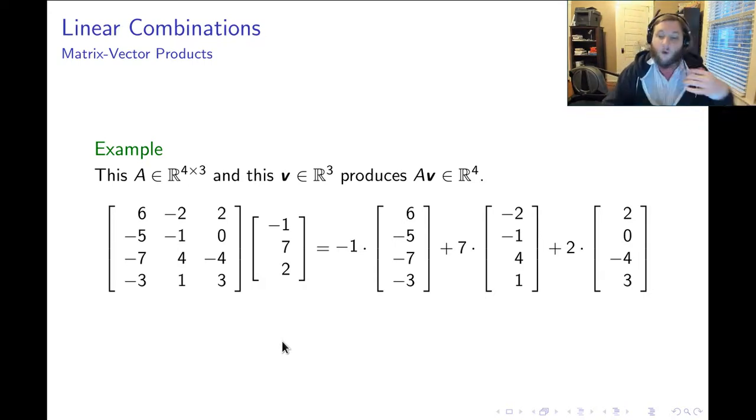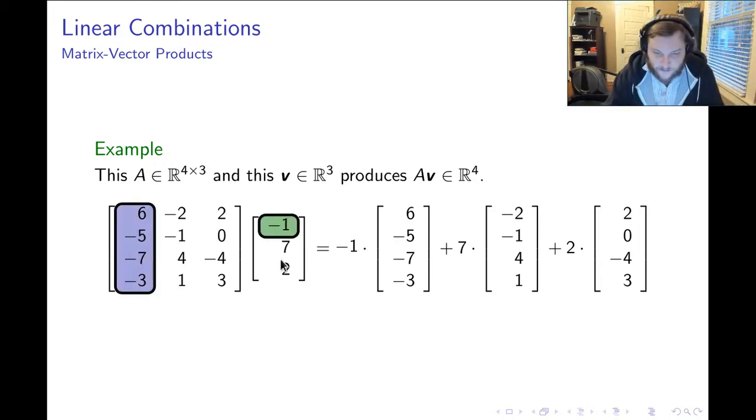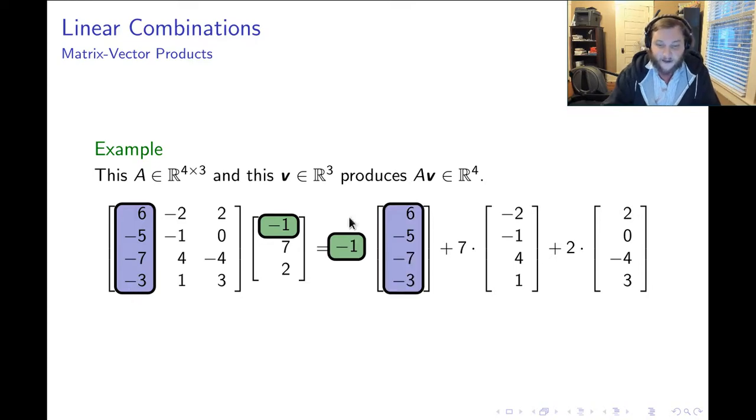Well, we're supposed to take a linear combination of the columns of the matrix using the scalars inside of the vector in the linear combination. So how can we do this actually? Well, the first thing we're going to do in this matrix vector product is pluck out the first coordinate of the vector and use that to scale the first column of the matrix. So that's exactly our first expression here in our equation.